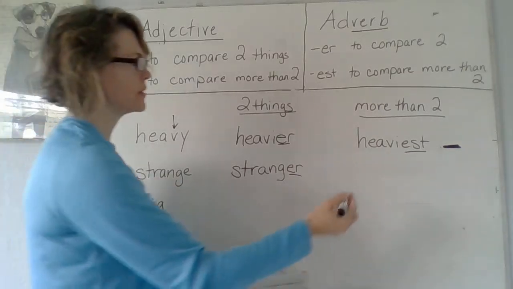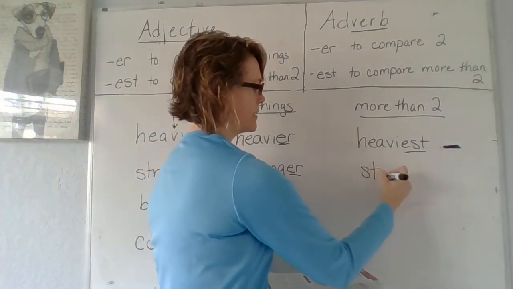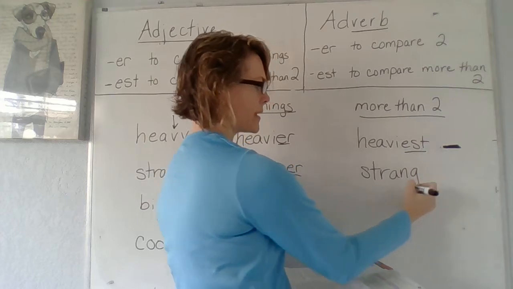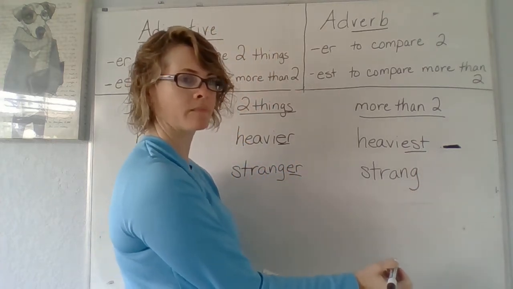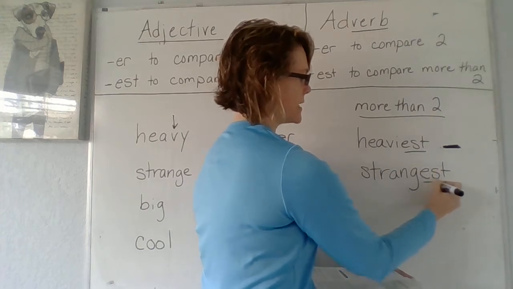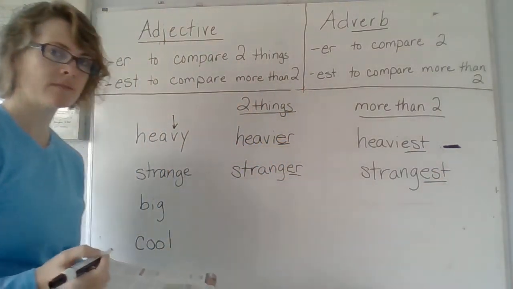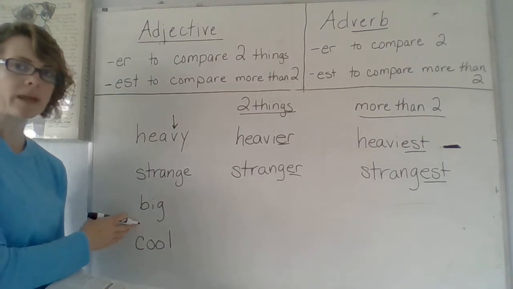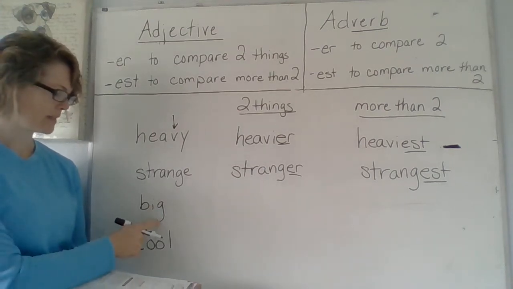And when I get to more than two things, same rule applies. I drop the E. Now it looks like strang. And then I add my suffix for more than two things, E-S-T, strangest. What about when we have a short vowel sound with a consonant?